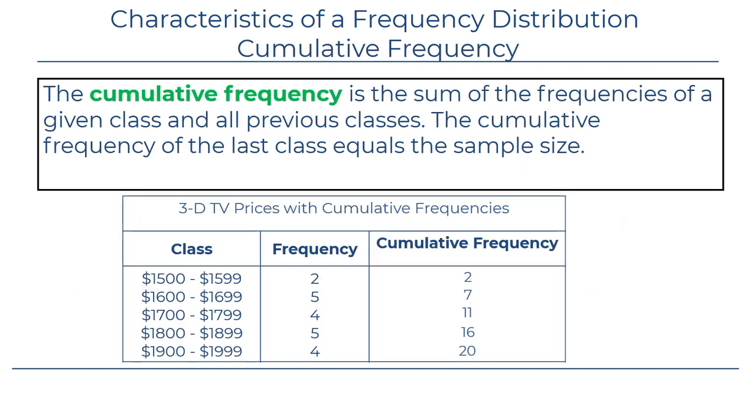The final characteristic of a frequency distribution is the cumulative frequency, which is really just to add up all of the frequencies of a given class along with the previous classes. So the final class should have a cumulative frequency that equals the sample size.